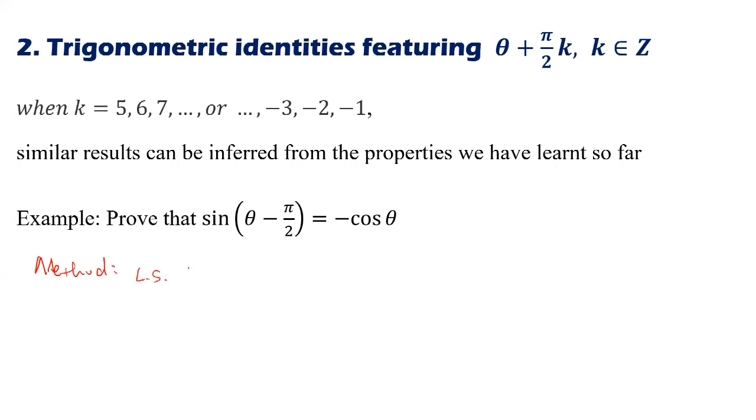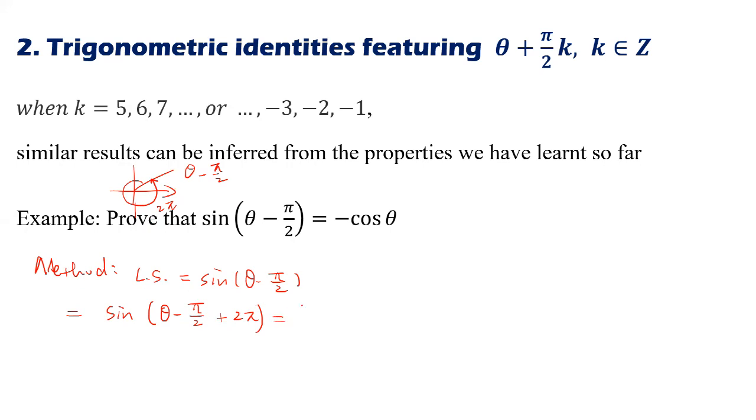Note that the left side is sine of theta minus 2 pi, right? We can rewrite this as sine of theta minus 2 pi plus 2 pi, right? Because if this is your theta minus 2 pi, adding a 2 pi is equivalent to turning this angle counterclockwise by another 2 pi, right? So the new angle has the same terminal side as the original angle. So both of the angles should have the same ratios, right?